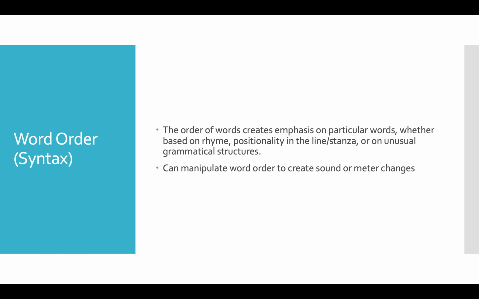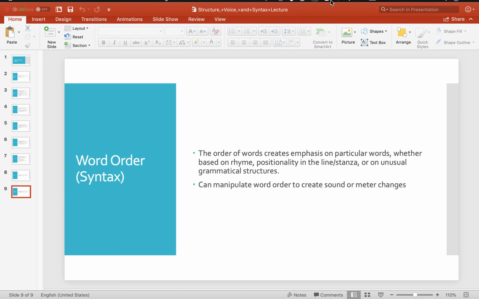Word order is syntax. So syntax is essentially why an author puts words in a particular order. And again, in poetry, this has immense significance. So the order of the words creates emphasis on a particular word or idea through the rhyme, through the physical positionality on the page, or through unusual grammatical structures. So a lot of times poets will manipulate word order to create sound or meter changes as well. So we are going to dive into some of these, but that is structure, voice, and syntax.